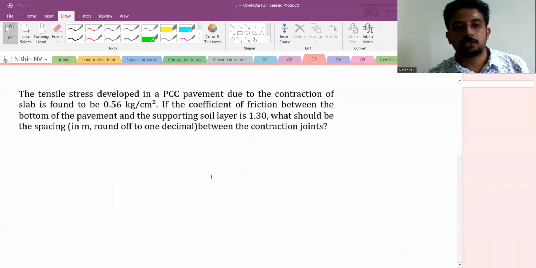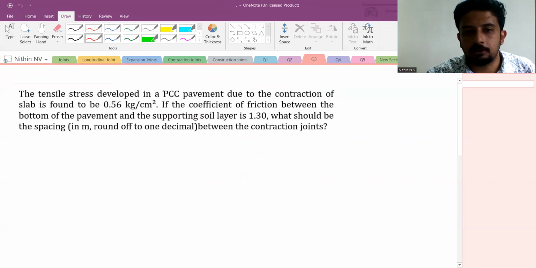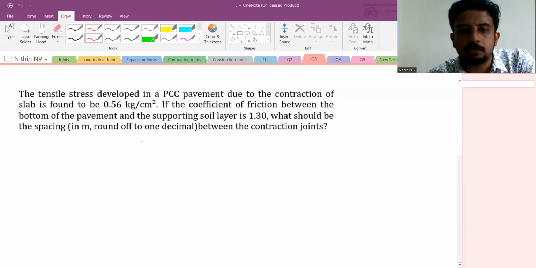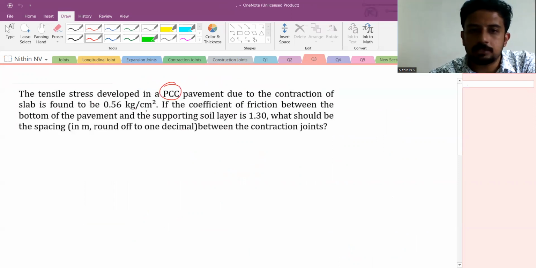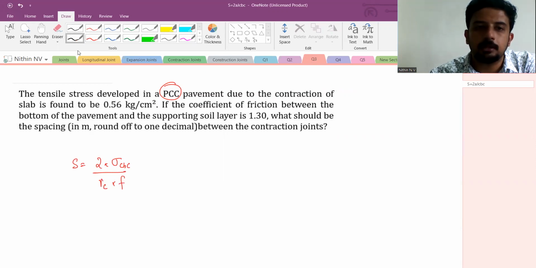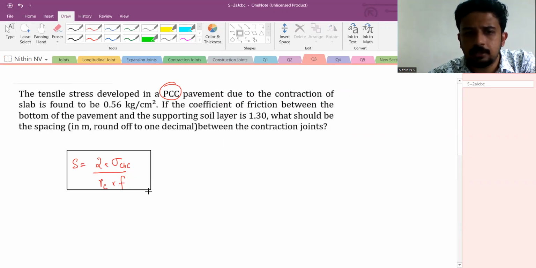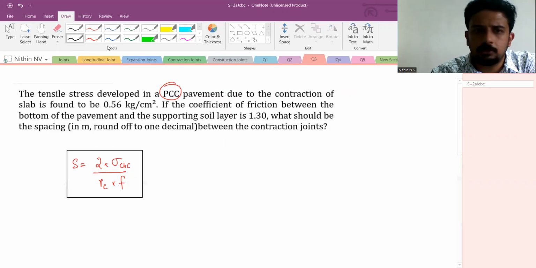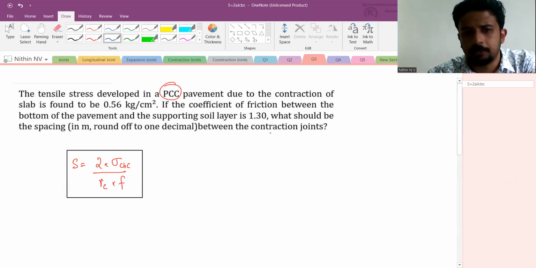The tensile stress developed in a PCC. What is the meaning of PCC? Plain cement concrete. Now finally they are asking the spacing between contraction joints. So whenever we see plain cement concrete, we have to remember the formula 2 sigma divided by unit weight into coefficient of friction. Write the equation again and again, as many times as you can. Otherwise, it's very difficult to remember all these formulae.